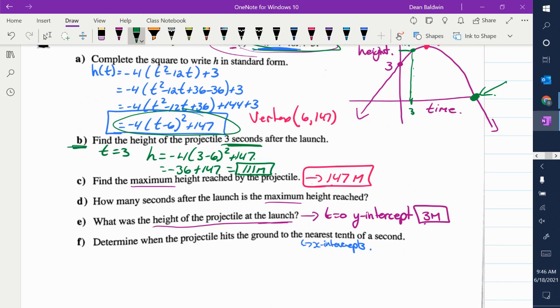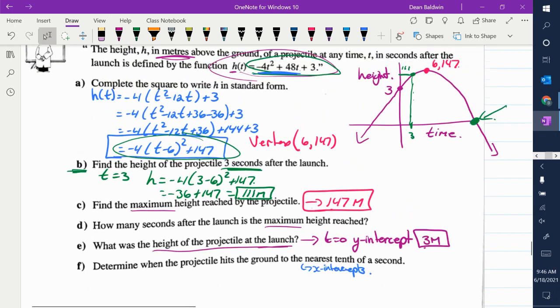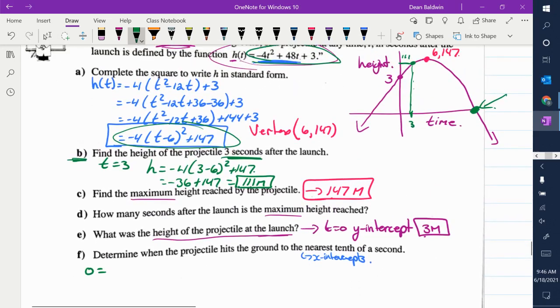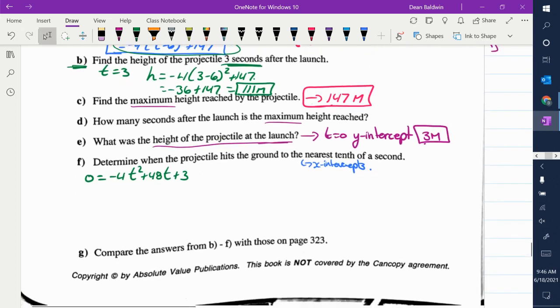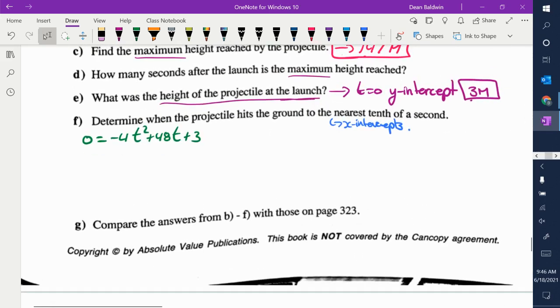So you set the whole thing, the height, equal to 0, and it's not going to factor, so you're going to have to use the quadratic formula. You're going to have to do this on the test, so you might as well learn to do it now. So you get this. All right. I'm going to do it, but I'm going to freeze it so you can't watch it, so you guys have to do it on your own, because I'm going to ask you to do this on your test on Monday. And the quadratic equation is up there.